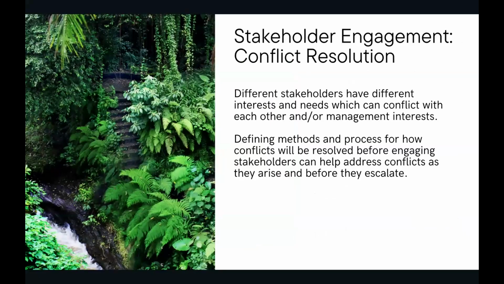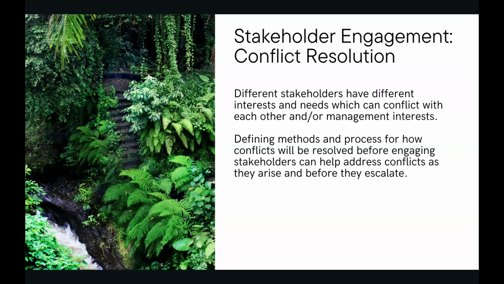And then the final part of stakeholder engagement is around conflict resolution. We know that different stakeholders have different interests and needs, and those can conflict with each other and with management interests. For example, fishers might feel it's not really fair that they're not allowed to fish at a site while tourists can go in and use the site, especially if they feel that tourism does any type of damage, whether it be anchor damage or overuse. That can create a real conflict, and if it's left unaddressed, it can grow and really undermine site management and compliance.